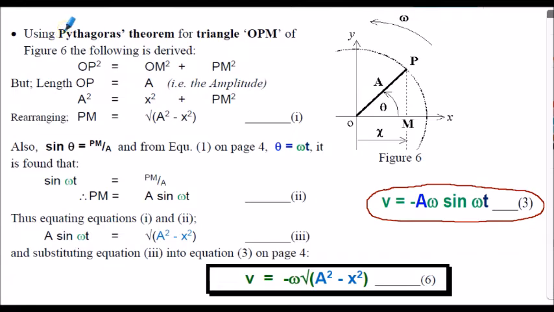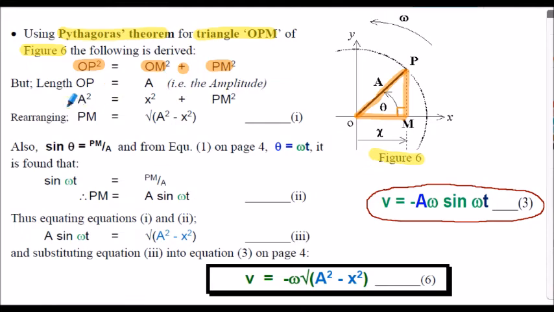Let's develop another equation related to simple harmonic motion by applying Pythagoras' theorem to the triangle OPM in figure 6. Here's figure 6. Here's our right angled triangle OPM. Applying Pythagoras' theorem to the triangle, the square of the hypotenuse, OP squared, is equal to the sum of the squares of the other two sides, so that's OM squared added to PM squared.